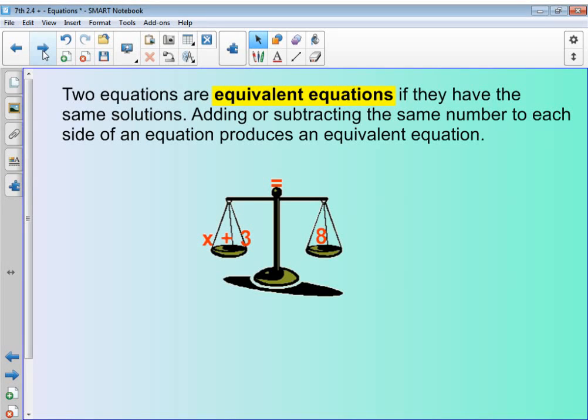Working with equivalent equations. Equivalent equations are two equations that have the same solution. Adding or subtracting the same number to each side of the equation produces an equivalent equation. You have worked with problems like x plus 3 equals 8 in the past. Today we're going to be showing that cancellation step so that as we move into two-step equations in one of our future lessons, we'll understand what we've gotten rid of.